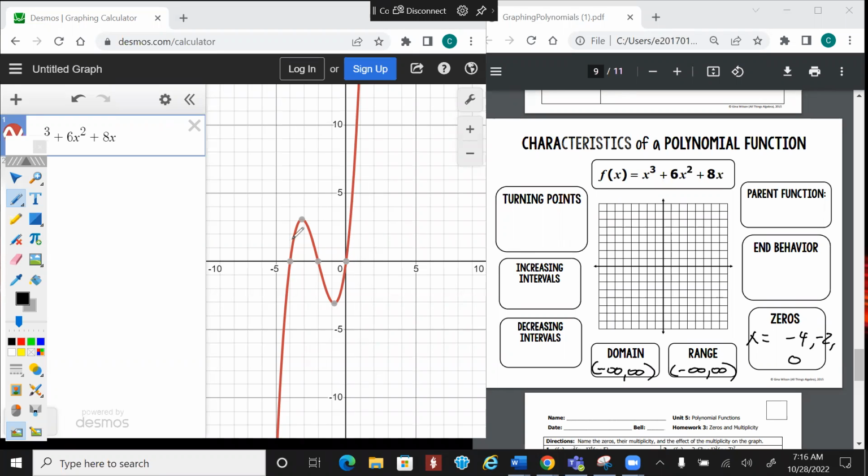What are my maximums and minimums? Okay, so that's going to be our turning points. So our relative minimum is going to be -0.845, comma -3.079. And our maximum is going to be -3.155, 3.079.